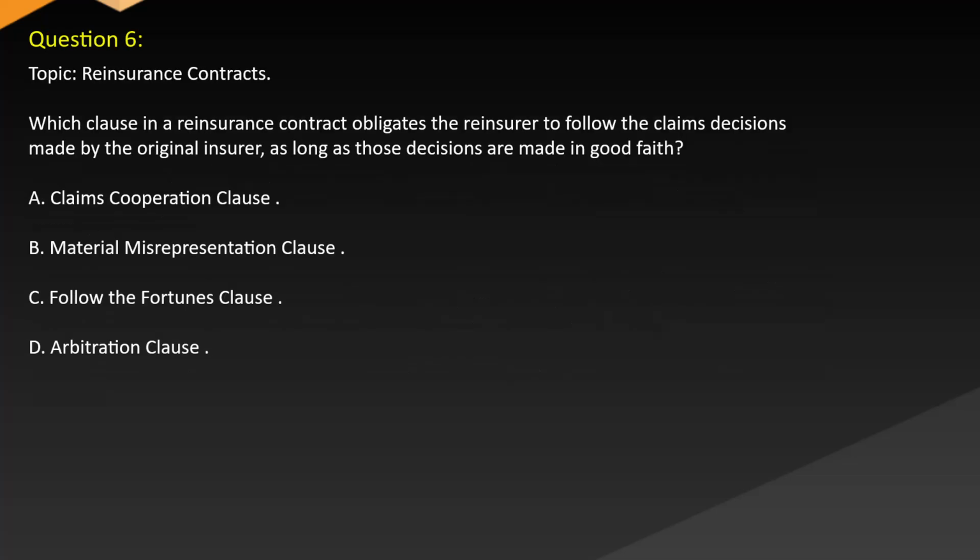Question 6. Topic: Reinsurance contracts. Which clause in a reinsurance contract obligates the reinsurer to follow the claims decisions made by the original insurer as long as those decisions are made in good faith? A. Claims cooperation clause. B. Material misrepresentation clause. C. Follow the fortunes clause. D. Arbitration clause.